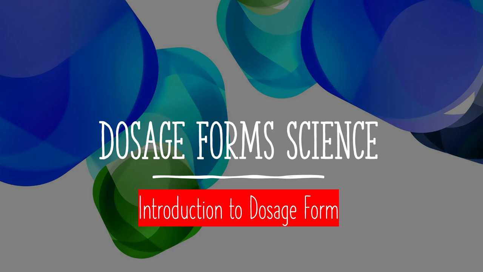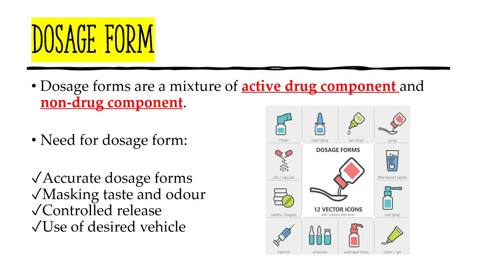We are going to discuss the dosage form today, and let's start from the introduction. The introduction is quite simple: what is a dosage form? It is a mixture of active drug component and non-drug component. The active drug component is also called the active pharmaceutical ingredient, and the non-drug component is called the excipient.